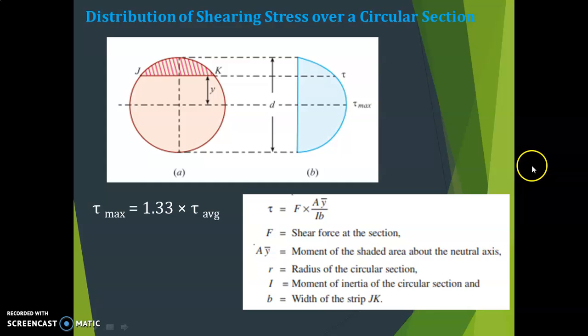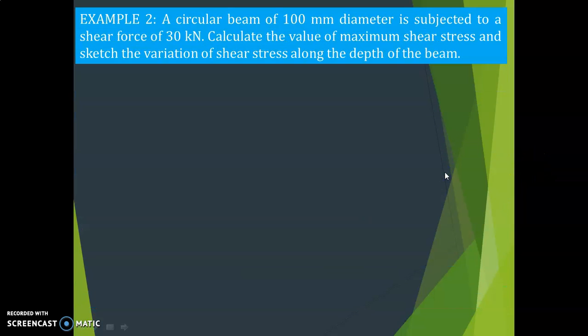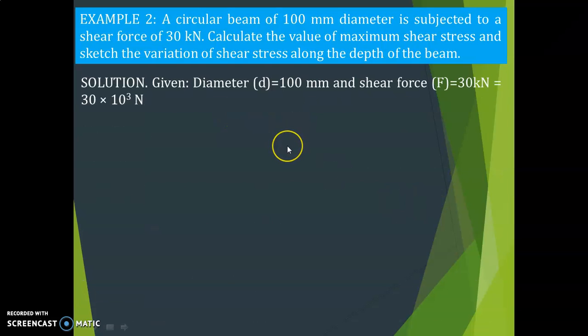Okay, now we'll solve an example for this circular section. A circular beam of 100 mm diameter is subjected to a shear force of 30 kN. Calculate the value of maximum shear stress and sketch the variation of shear stress along the depth of the beam. Now here, what is given: diameter is 100 mm, and the shear force value F is equal to 30 kN, or 30 into 10 raised to 3 Newton.